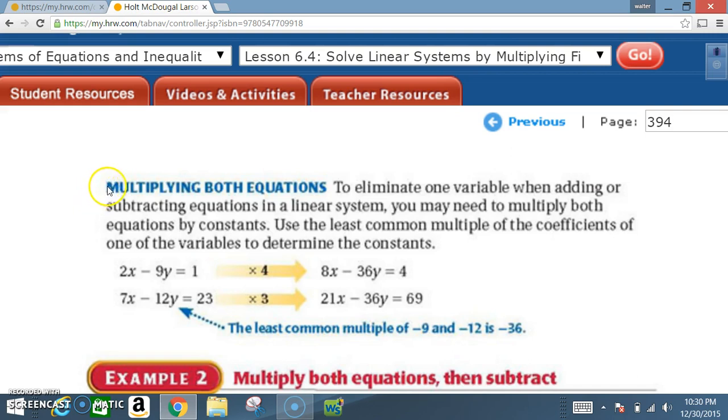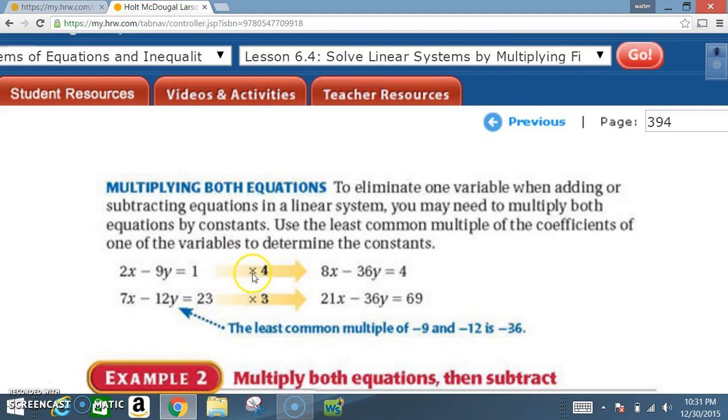Okay, next we're going to deal with multiplying both equations. To eliminate one variable when adding or subtracting equations in a linear system, you may need to multiply both equations by constants. Use the least common multiple of the coefficients of one of the variables to determine the constants. In this system, we're working with the equations 2x minus 9y is equal to 1, and 7x minus 12y is equal to 23.